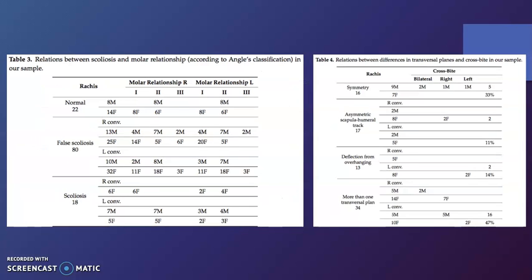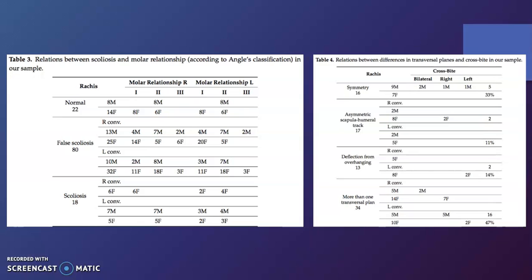So Table 3 and Table 4 are a continuation of the data, but Table 3 examines the relations between scoliosis and molar relationship according to English classification. And Table 4 is the relations between differences in the transversal plane and crossbite. In all three subgroups about molar relationship in Table 3, you can observe a very low frequency of Class 3, which is the underbite, and a slight prevalence of Class 2.